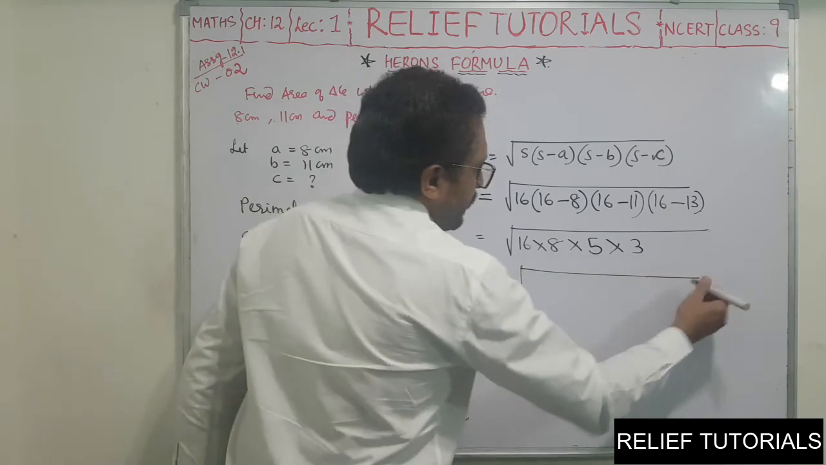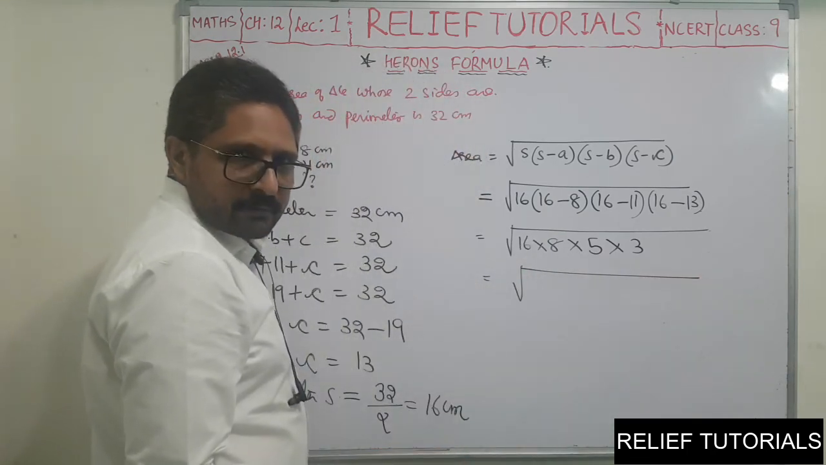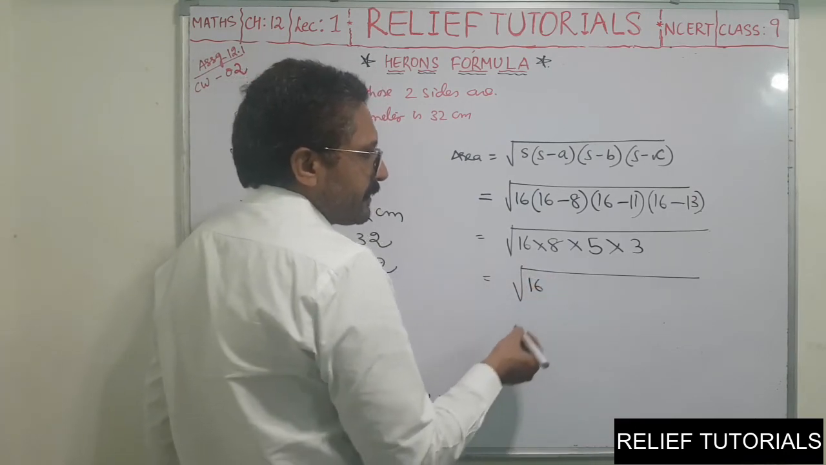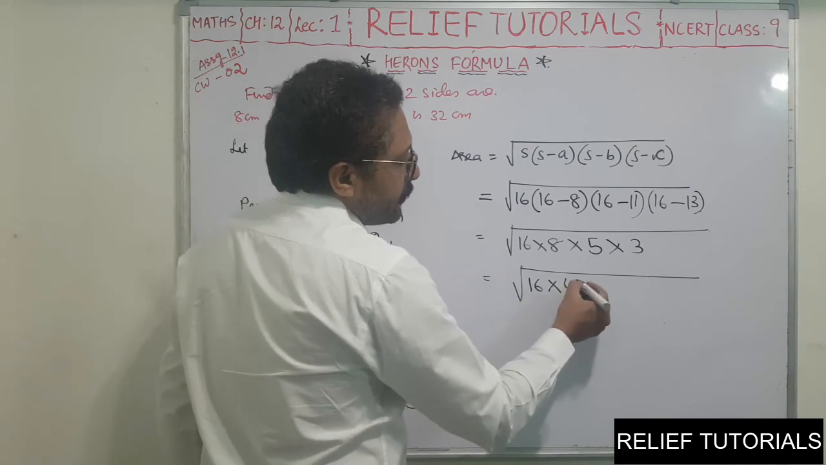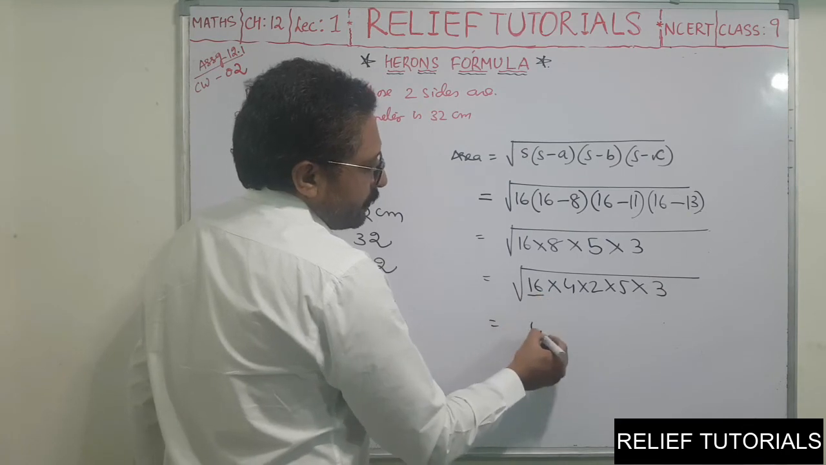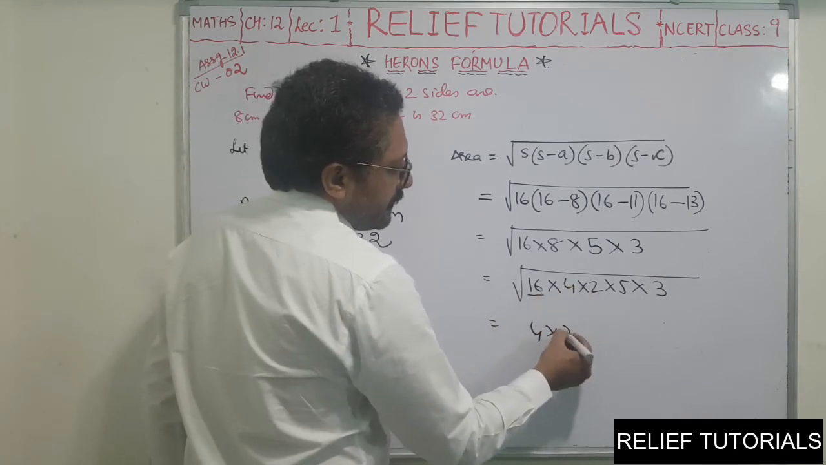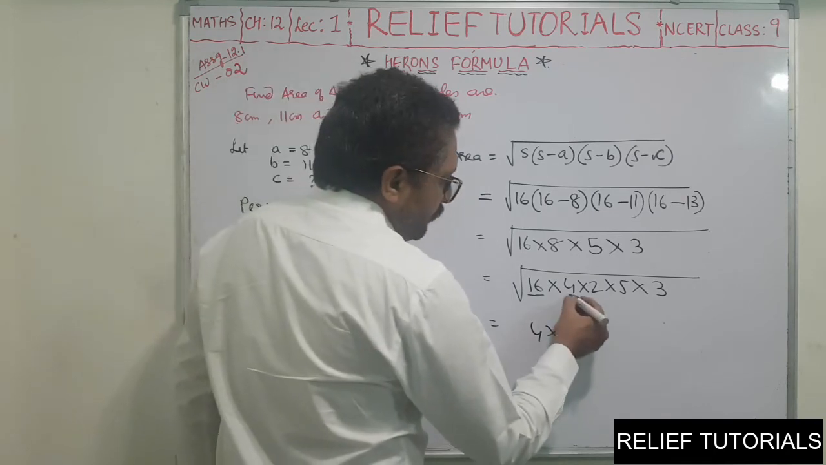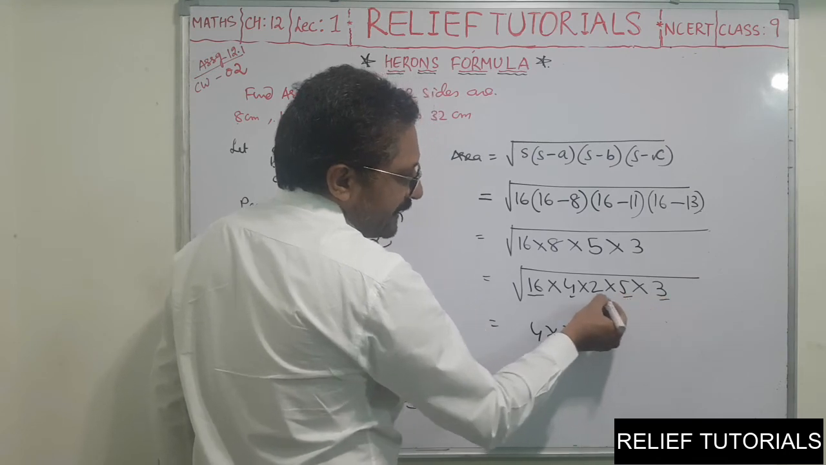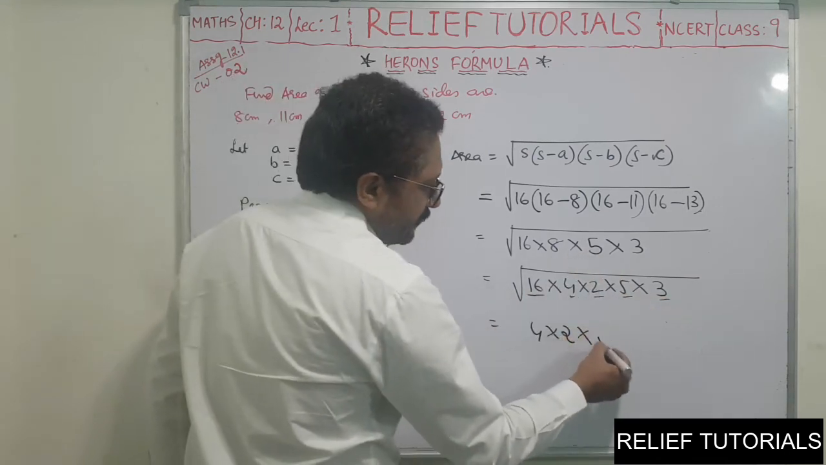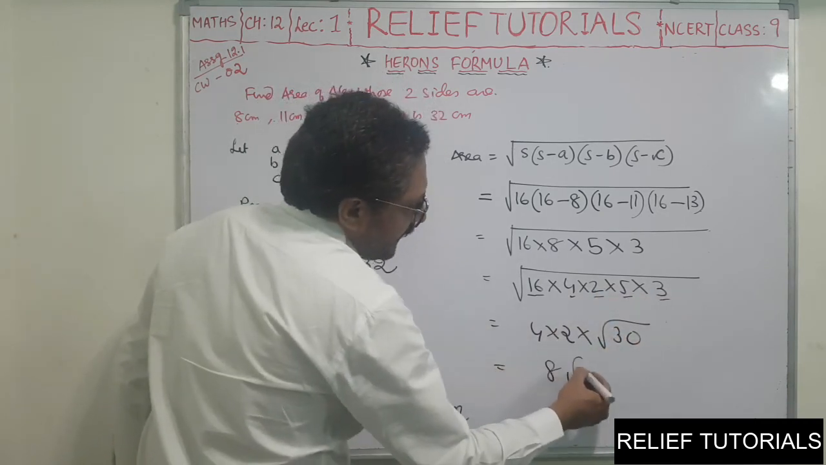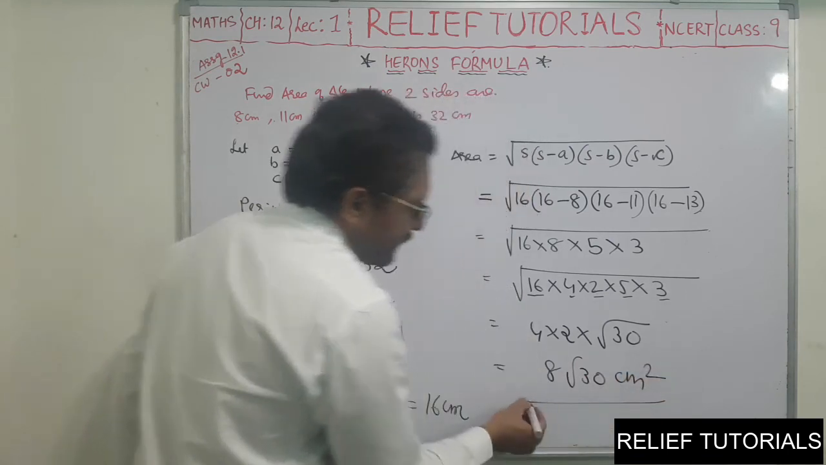So now, you know root 16 is 4. Direct. I can write 16 as it is, because it is a perfect square. 8, 4 2s I can write. Here it is 5, here it is 3. So root 64, root 4, so I can write 2. What is left? 5 2s are 10, 10 3s are 30. You can't find the root of 5, 3 and 2, so you multiply that inside the root. 2 5s are 10, 10 3s are 30. So 4 2s are 8 root 30 centimeters square.